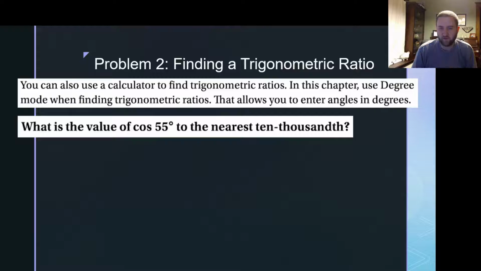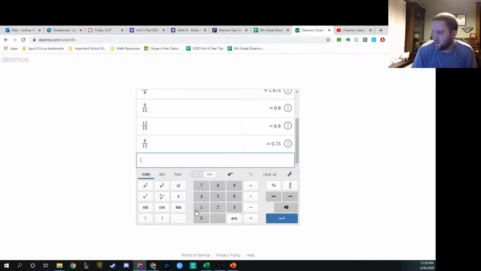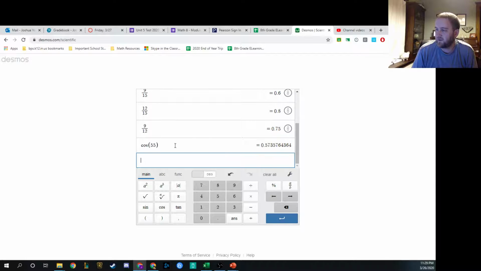Okay, so if we go back here, it says, what's the value of the cosine of 55 degrees to the nearest 10,000th? Well, if we go back to our calculator, you'll see there's 3 buttons right here. There's sine, cosine, and tangent. And what we want is the cosine of 55. So we're going to do cosine, enter this in, and then type in 55 right there. And that tells us right away what the cosine of 55 is.